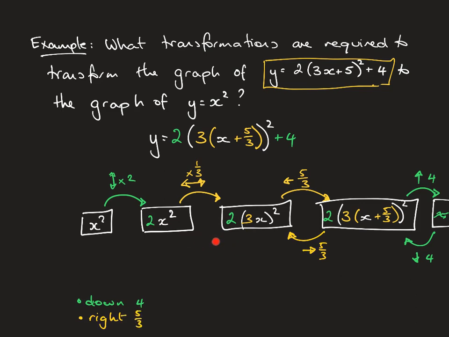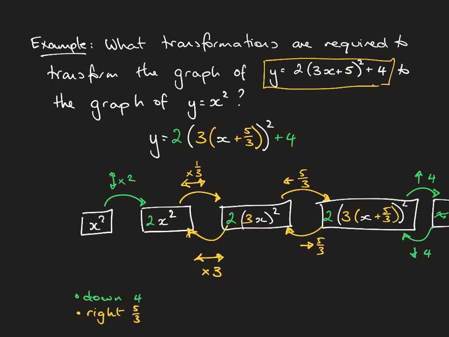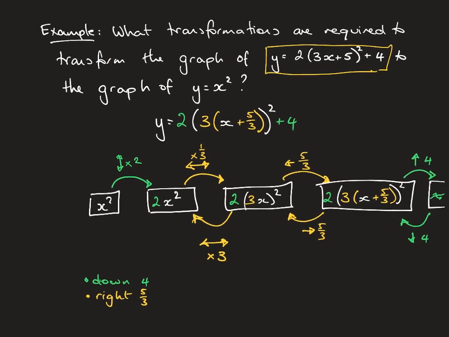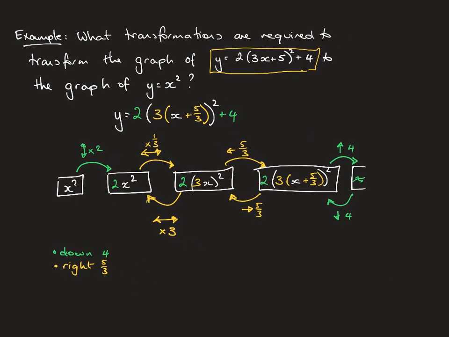Then we undo our horizontal dilation. So again, it's going to be a horizontal dilation, but this time it's going to be times by 3. So here it was times by a third. Here it's going to be times by a 3. So just move this in a little bit. So what did I just say it was? It was dilation from the y-axis by a factor of 3.